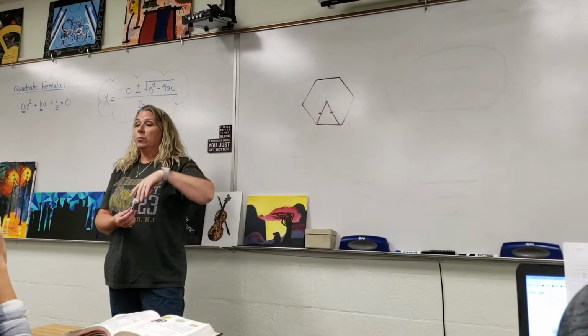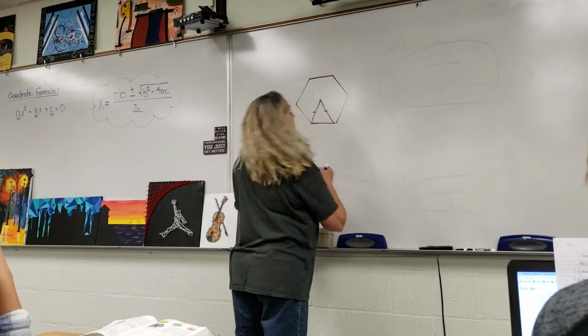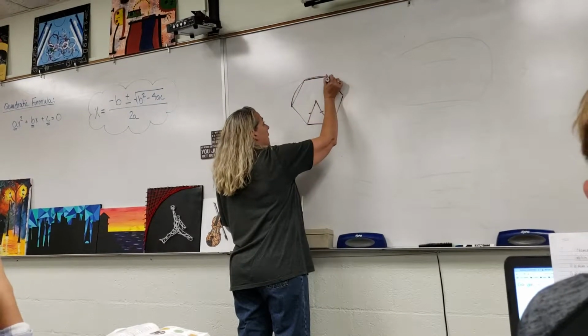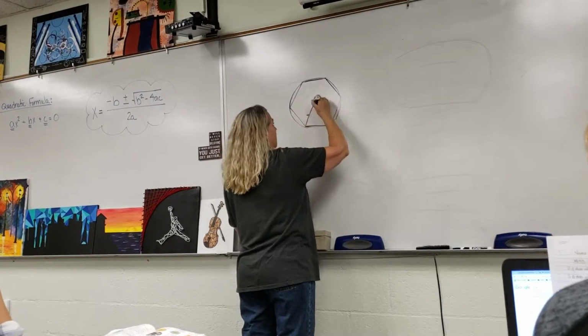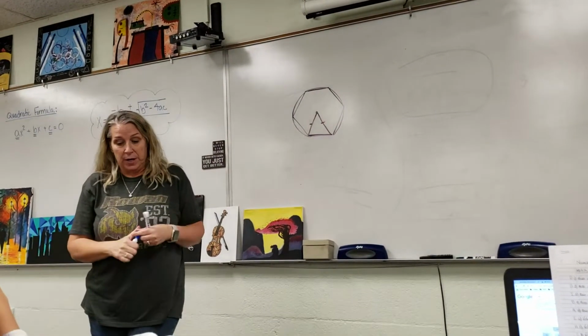A center represents the center of the circumscribed circle. So if we had a circle on the outside of this that was touching every vertex, then this point would be the center of that circle. So that's what we're talking about.